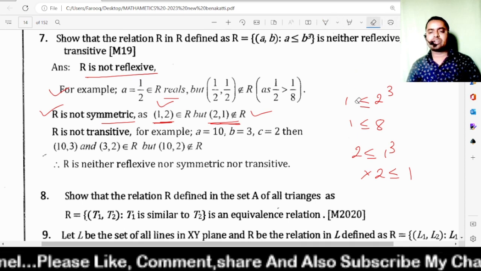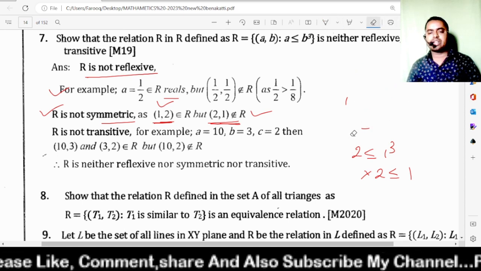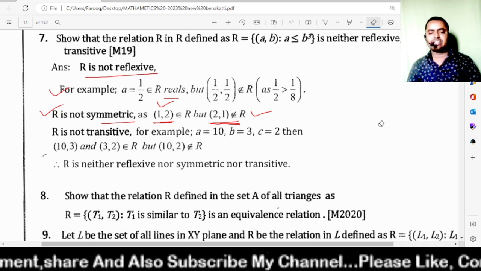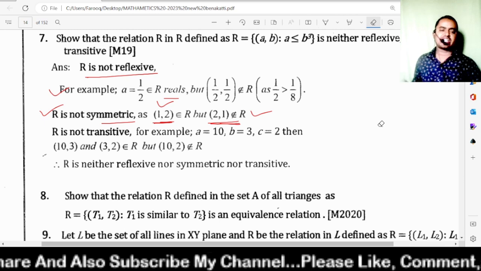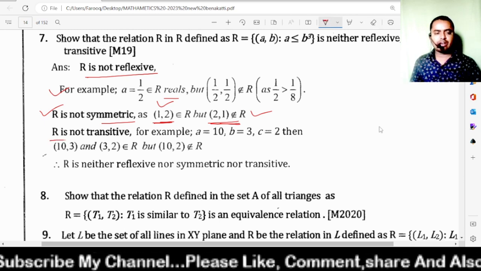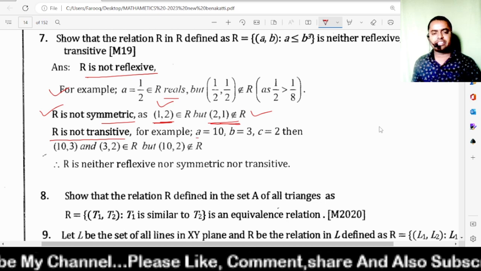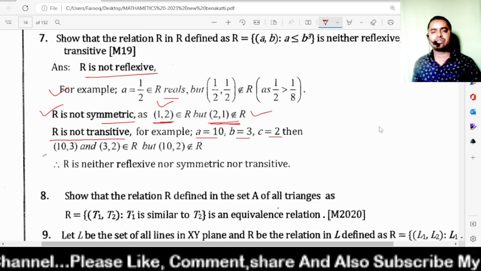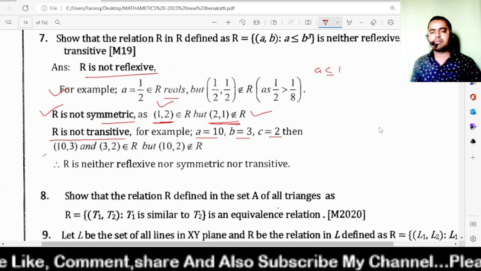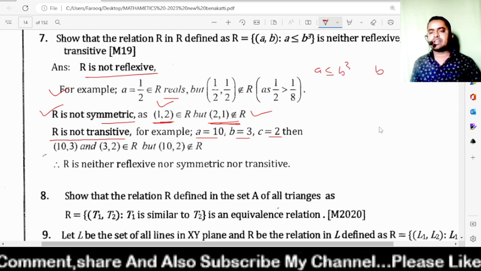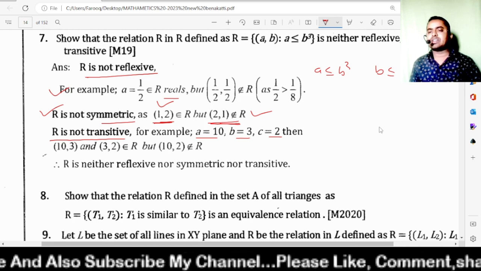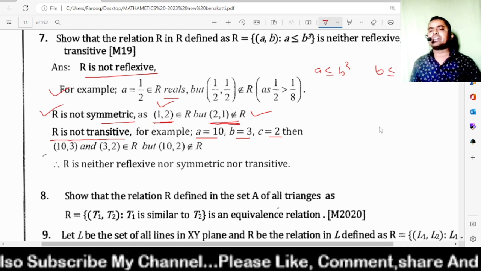In the case of transitive, take an example. By taking an example, we have to give the reason to show it is not transitive. R is not transitive. A is equal to 10, B is equal to 3, C is equal to 2. So A is less than or equal to B cube, and B is less than or equal to C cube, and A is less than or equal to C cube. We have to show these three conditions.